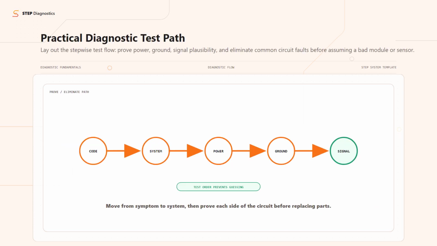The best way to diagnose limp mode is by following a practical test path. Start by confirming powers and grounds at the affected circuit. Use a meter or test light to check voltage and verify ground with a loaded test where possible. Next, compare your readings against the expected values based on the wiring diagram and known good data. Abnormal results tell you exactly where to look next, while normal results shift your focus to other systems.